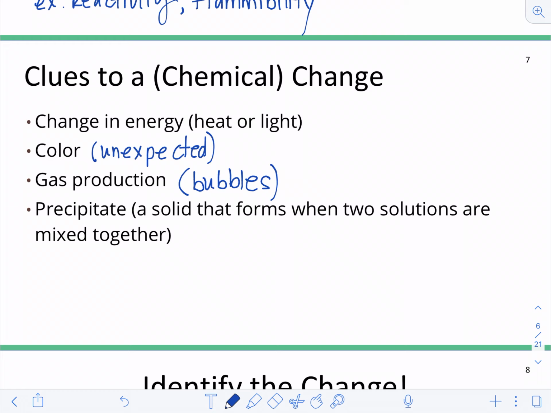And then another sign of a chemical change is a precipitate. Precipitate is a fancy way of saying that a solid is formed. Usually the short way to write precipitate, since it's a long, complicated word, is PPT. So you could say there are white chunky things floating around. You would never say that, but if you did see that, you could say white precipitate formed.